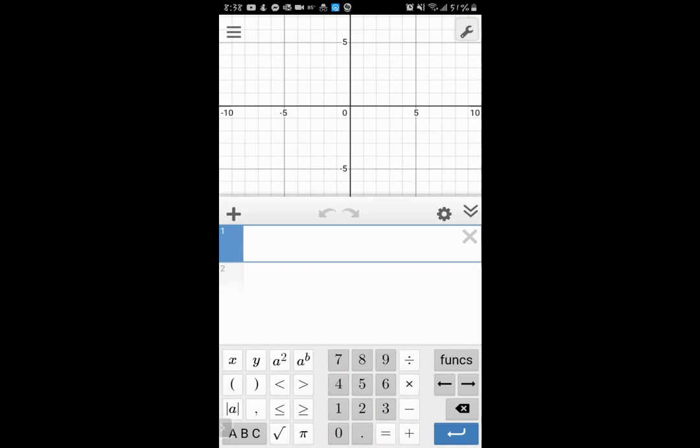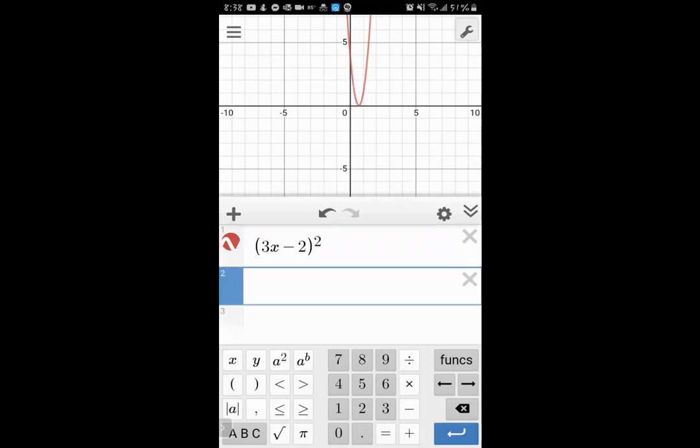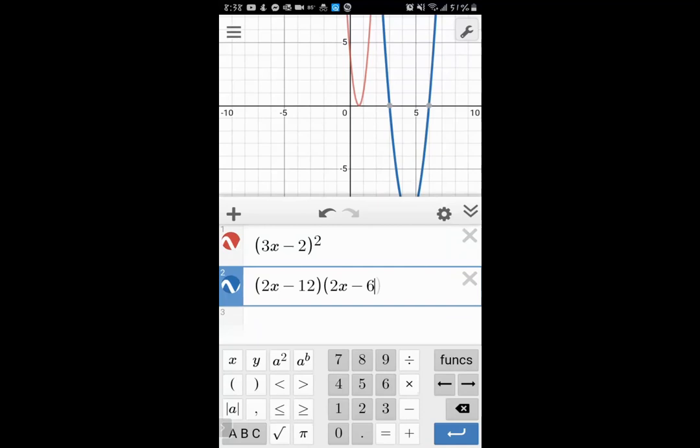So what I'm going to do is type our two equations into the calculator and see what the graph looks like. So let's start with our first one, which is 3x minus 2 squared. And I press enter. Now I'm going to type in my second one. So I have 2x minus 12, close parentheses, open parentheses, 2x minus 6, close parentheses.